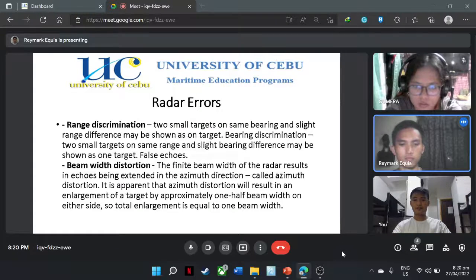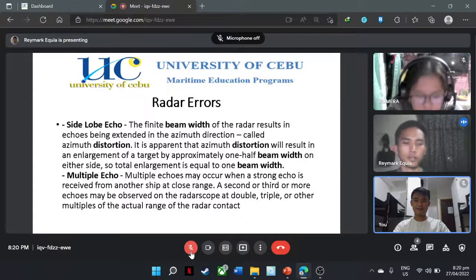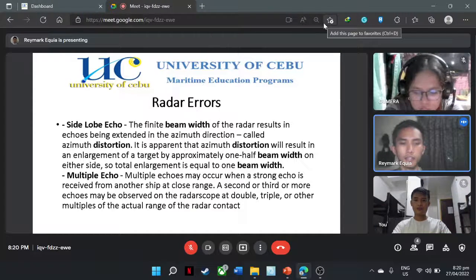So for the next reporter is Kadatikia. Under radar errors is side lobe echo.